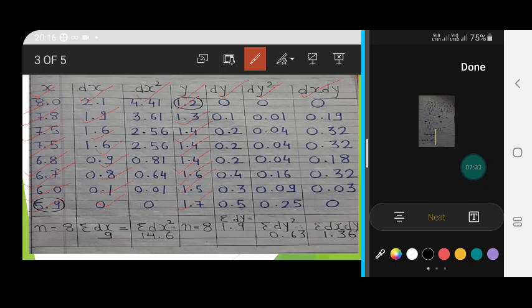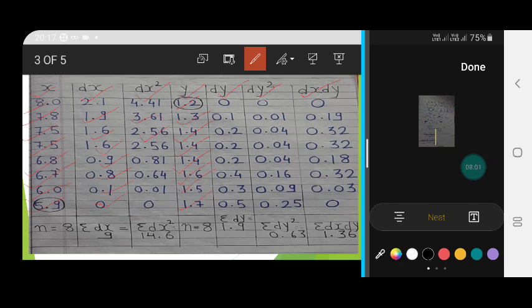What's the next column? dx square. How are we going to calculate dx square? We will simply take the squares of the values written in the dx column. The first value is 2.1, so we take 2.1 into 2.1, which gives 4.41. Then the square of 1.9 gives 3.61. Then the square of 1.6 gives 2.56.